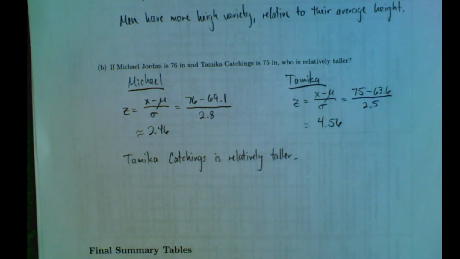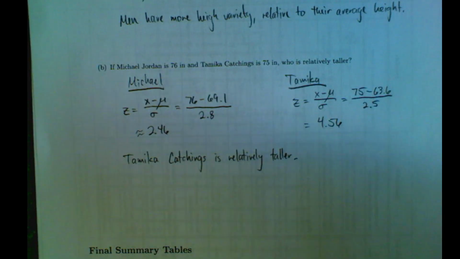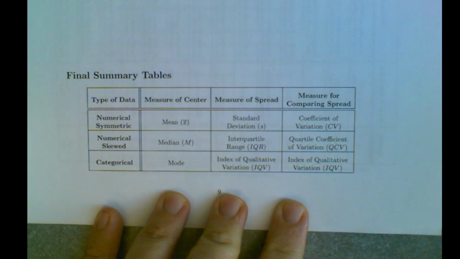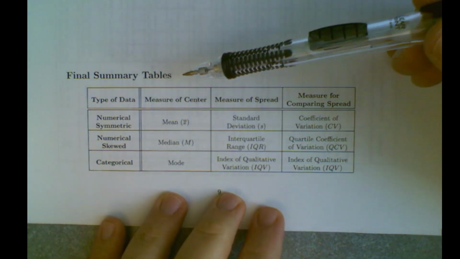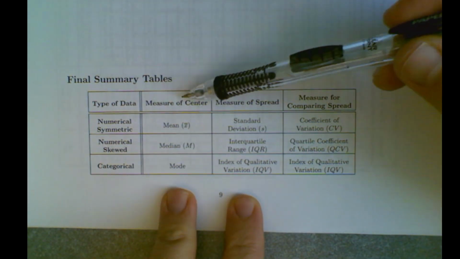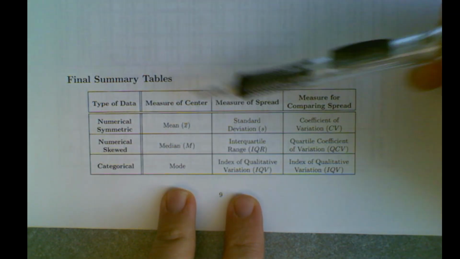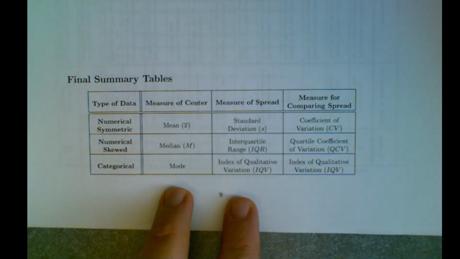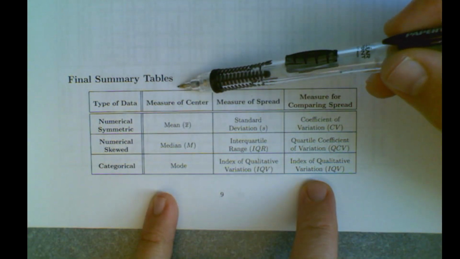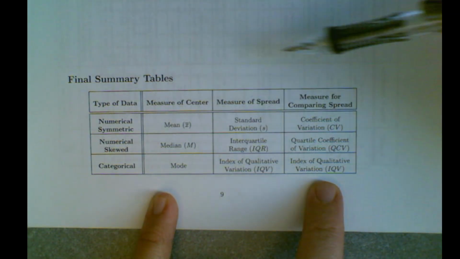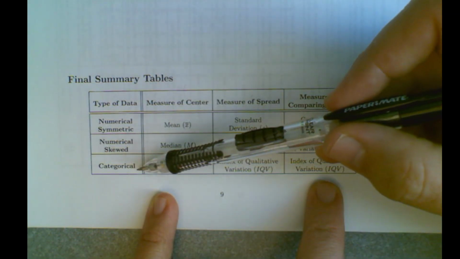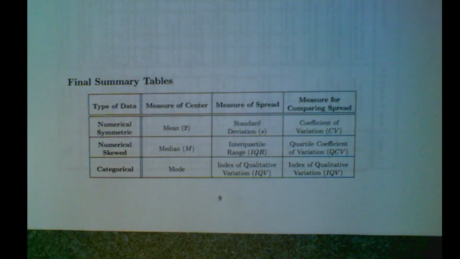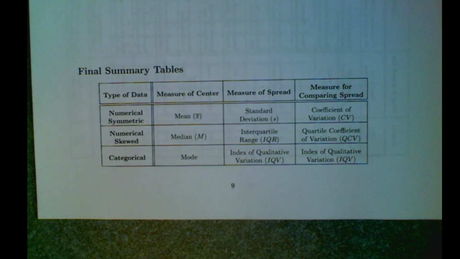Okay, and that will do it for that example. Here's just a table that puts together the tables we have already discussed. So if you want to just describe a data set and give a data profile, these are the measures of center and spread that you should use depending on if you have categorical, skewed, or symmetric data. And then if you want to compare two data sets, then these are the measures of center and spread that you should compare, again depending on if you have categorical, skewed, or symmetric data. So this would be a good table to have on hand and memorize.